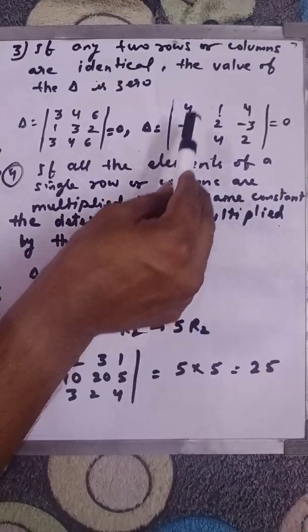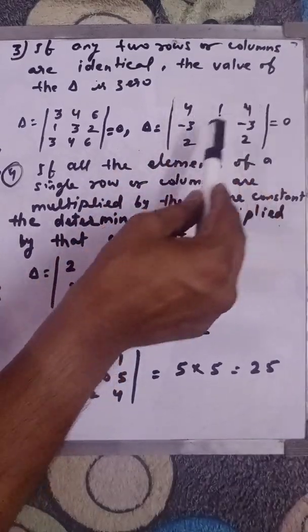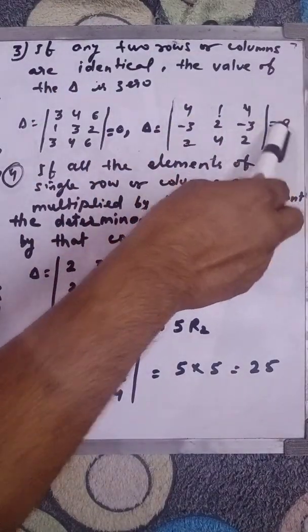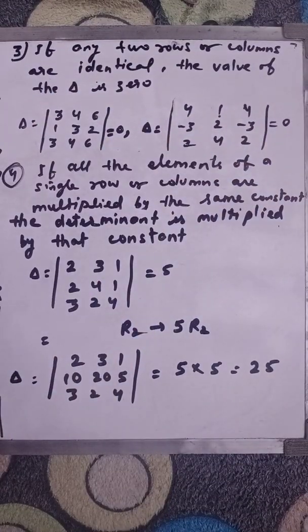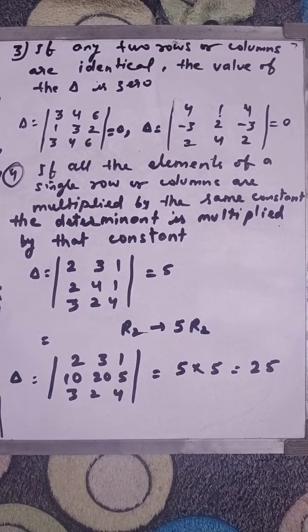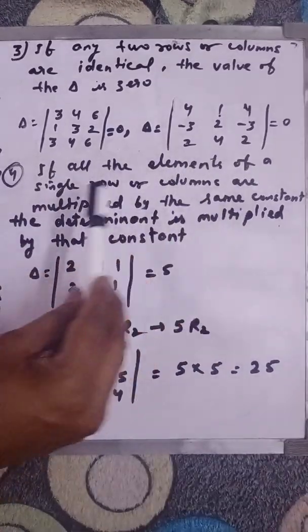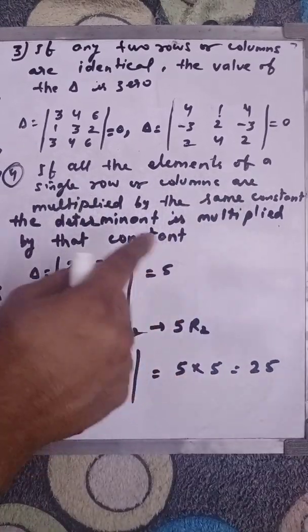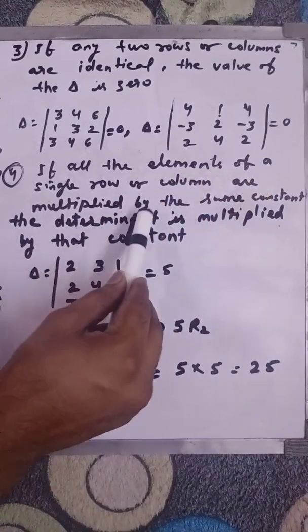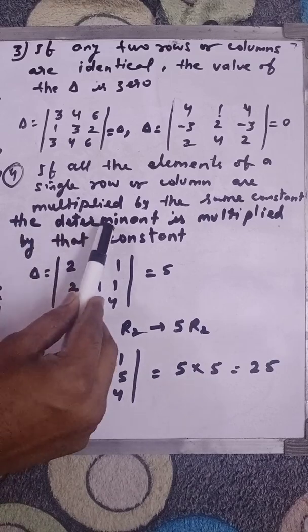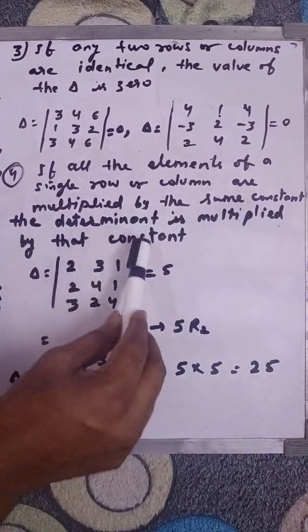Similarly, if you take columns, suppose 4, -3, 2, and the first and third columns you can see are identical, then the value of the determinant will be 0. Fine. So this is your third property of determinant. Next, the fourth property. If all the elements of a single row or a column are multiplied by the same constant, the determinant is multiplied by that constant.